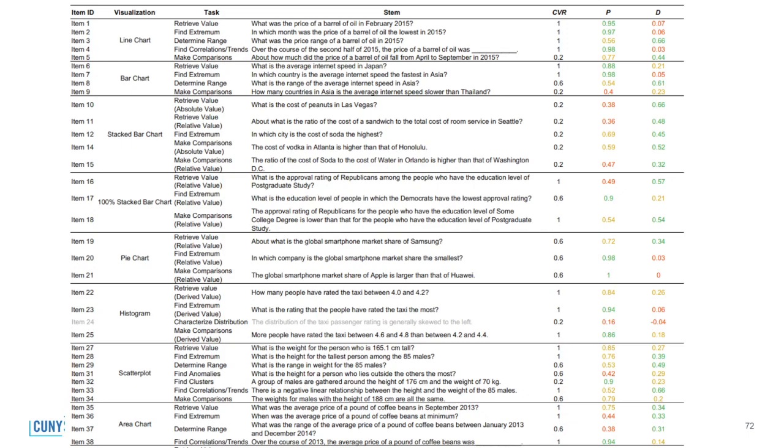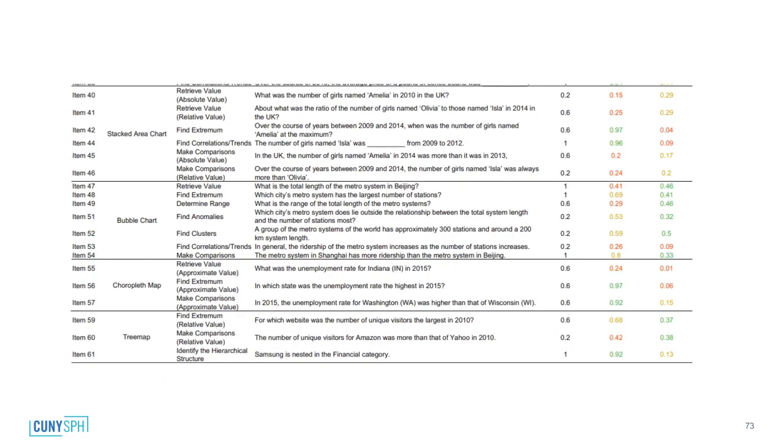The stacked bar are really good for relative values and extremums. Pie charts for relative values. Histograms are really good for finding extremums and making comparisons. Scatter plot is really good to find clusters, and maybe the first application that we want. Area charts are really good for finding correlation of trends. The stacked area chart is really good in finding extremums, correlations, and trends.